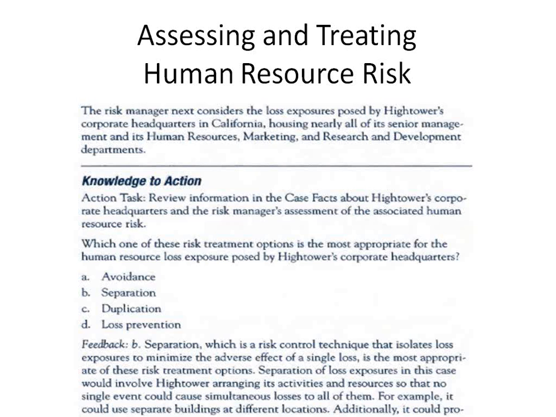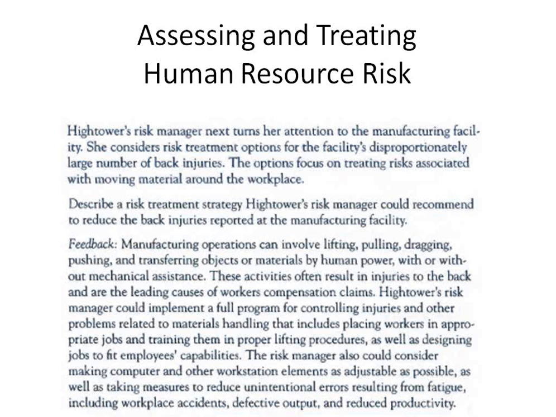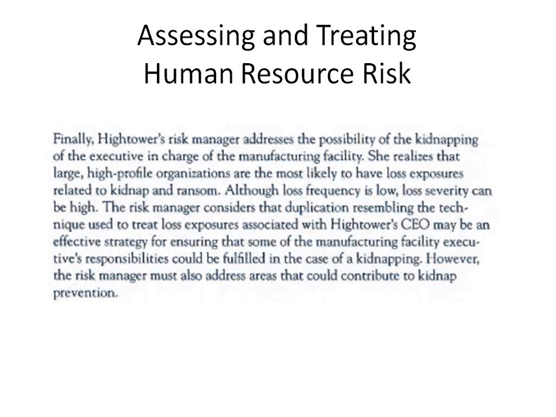Well, avoidance, no, that's not going to work. Duplication, we can have another building, but we can't really duplicate those people. So separation, having people at different locations and separating those activities, would probably be the most appropriate measure. Back injuries. So describe the risk treatment strategy. This is looking at ergonomic design: design jobs to fit employees' capabilities, and consider making computer and other workstation elements as adjustable as possible. So again, it's really going to the biomechanics engineering aspect of it.